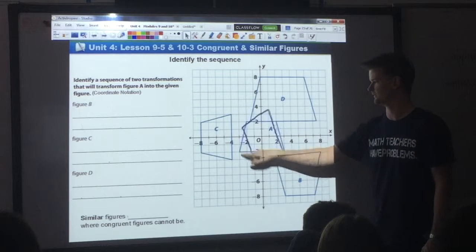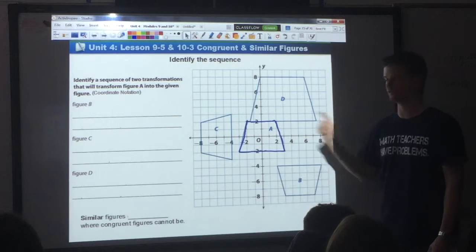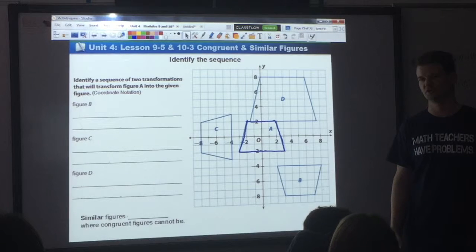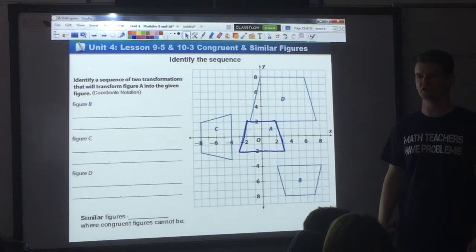Now, if you reflect it across the X, you'll end up like this. That doesn't fix the orientation. If you reflect it across the Y, it's going to look just like that. It's not going to change. So, reflection ain't going to work. Let's try something else. What else you got?